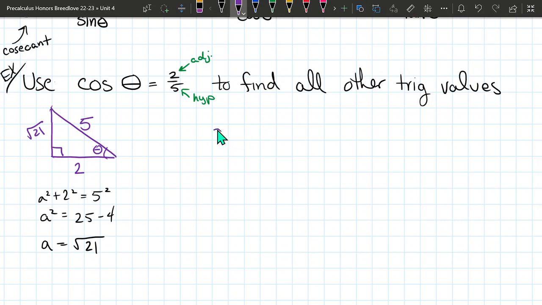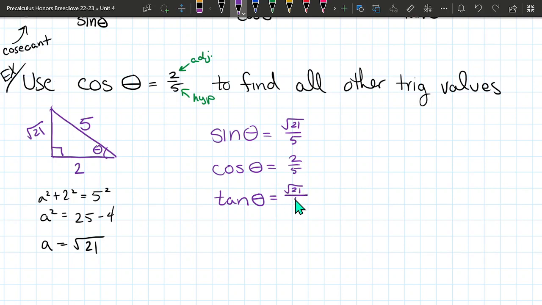So I have sine of theta, sine is going to give me opposite over hypotenuse, so square root 21 over 5. I already have cosine, but I'm just going to go ahead and write it anyway. Cosine theta is 2/5. And tangent theta is opposite over adjacent, so square root 21 over 2. It's the numerators of sine and cosine.